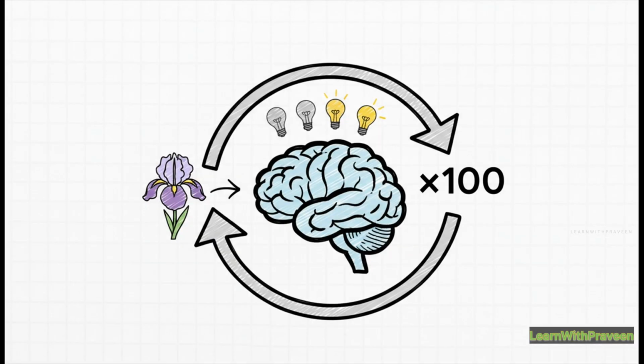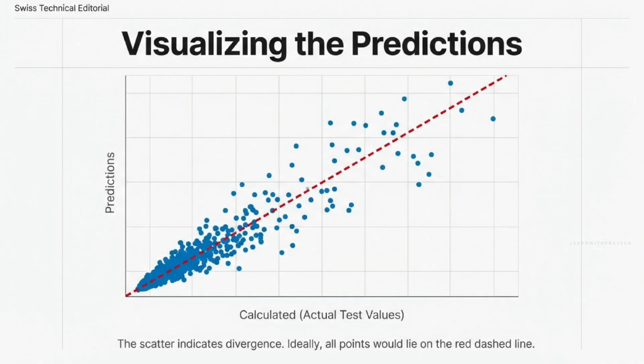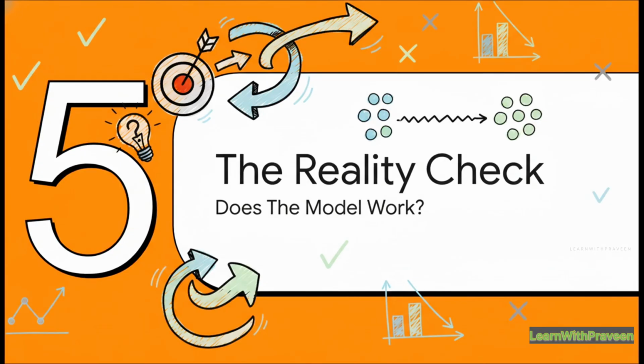Now, don't worry, you don't have to be a programmer to get what's happening here. The big idea is that this model was trained for 100 rounds, or what we call epochs. You can think of it like a student studying for a test. For 100 rounds, it just kept looking at that flower data, trying to get better and better at telling the species apart. So, this is it, the moment of truth.